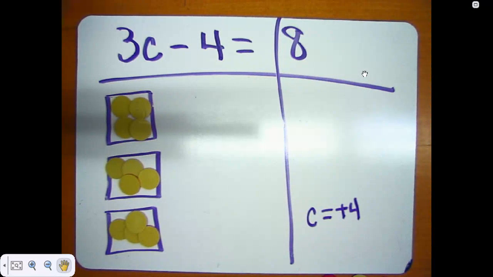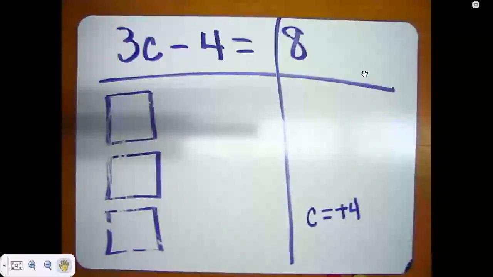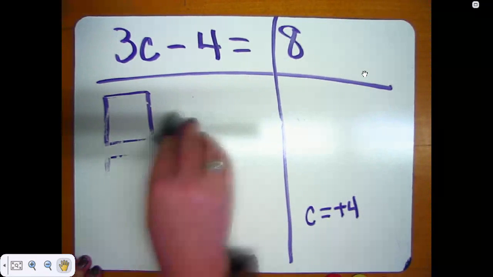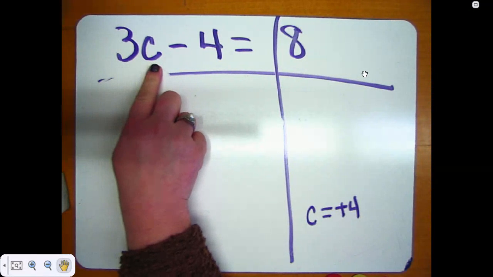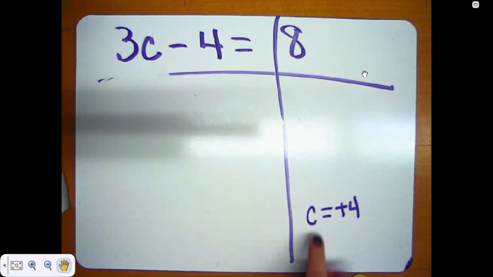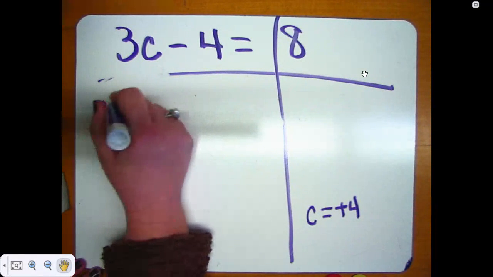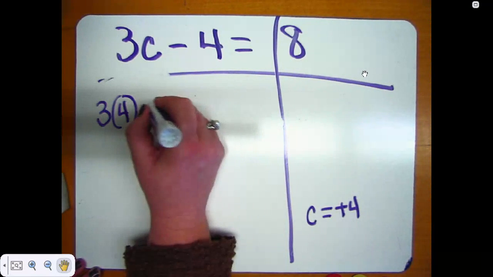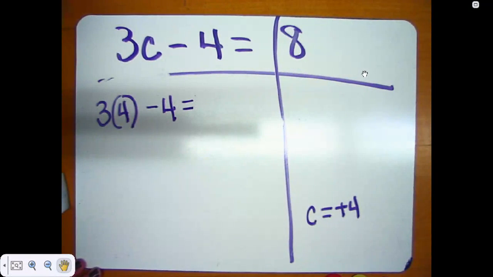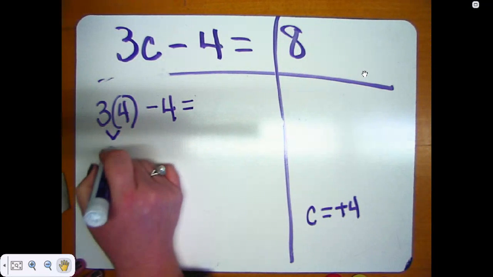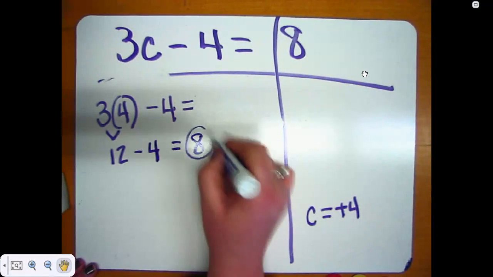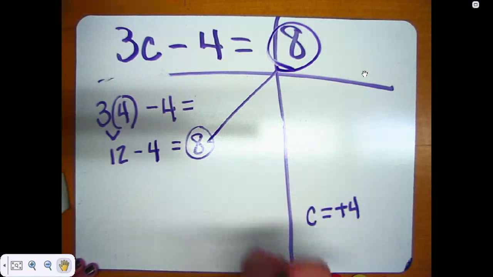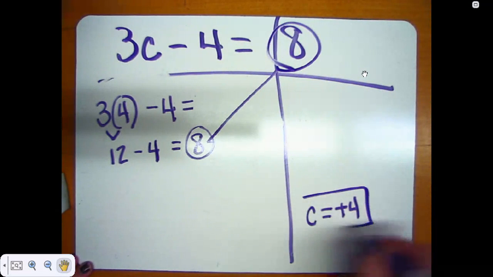So we can check our answer by putting it in this equation and seeing if it works. Whatever your coefficient is, you're going to multiply times whatever C is. And we just figured out that C is equal to positive 4. So we would say 3 times 4, and then bring the rest of it down. And let's see if that works out. 3 times 4 is 12, and 12 minus 4 is equal to positive 8. So my answers are the same, which means that C is equal to 4. So that is my answer.